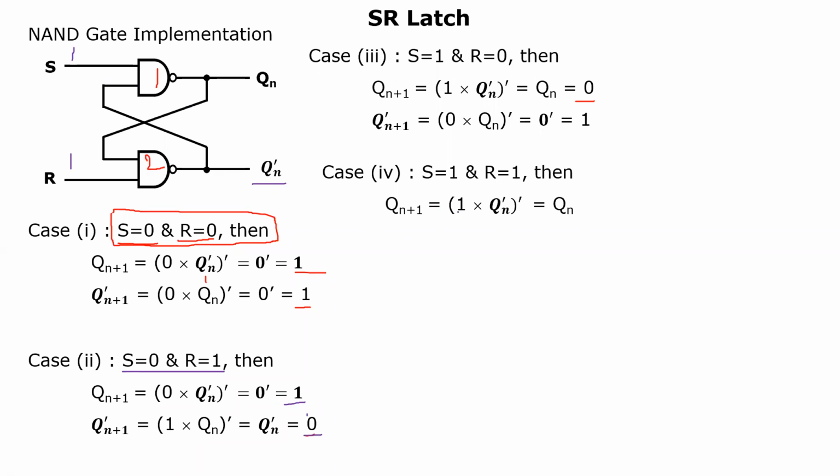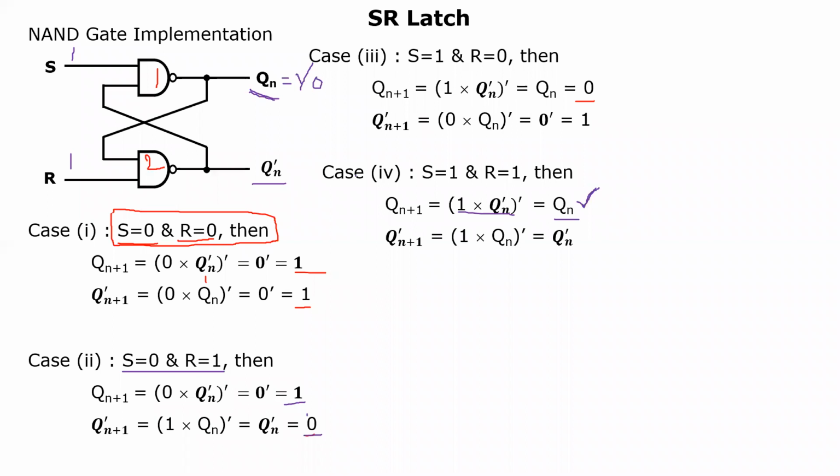So 1 into qn complement will be equal to qn. Whatever the value of qn, the same value will occur here. For example, before applying this, qn might be equal to 1, then the same 1 will be output. Otherwise, if qn is equal to 0, the same 0 will be output. So you can see qn plus 1 is equal to qn, so the same value will occur at this moment.